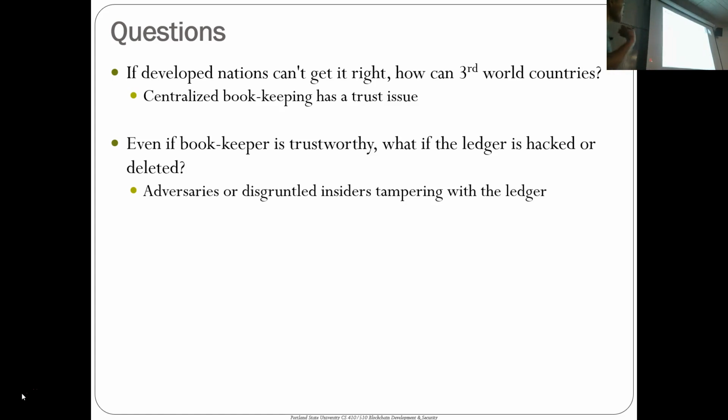And even if the bookkeeper is trustworthy, what happens if someone hacks into one of these companies and just deletes the ledger or deletes the books? You have that problem. So you have adversaries or maybe even disgruntled insiders that can actually tamper with the ledger intentionally, even if you're trying to run a legitimate operation.